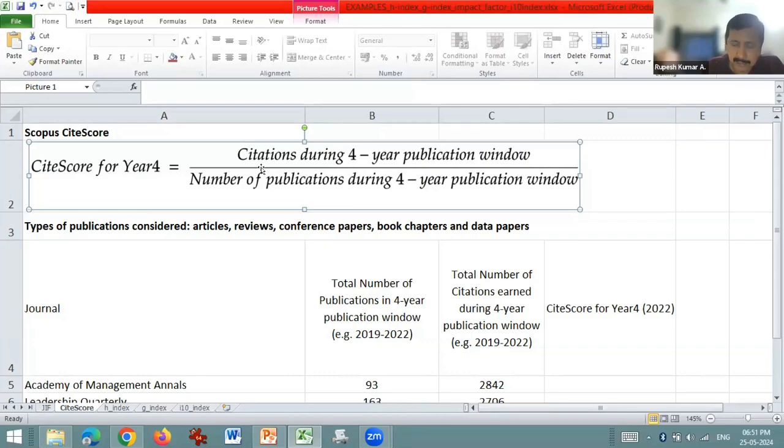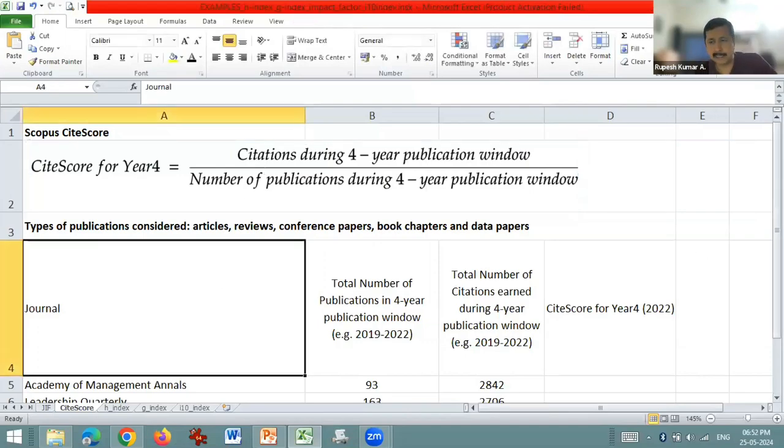Okay. 2023 site scores are not yet published. Generally, Scopus will publish the site score of a year during the last week of June, during June, you can say. So in a month, we can expect site score 2023. But until then, we need to rely on site score 2022. So how is it calculated?